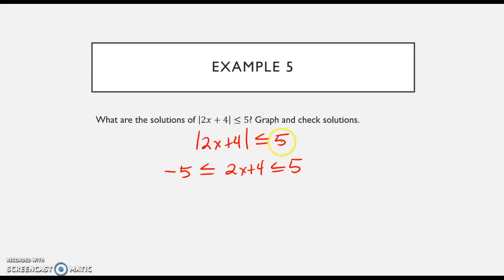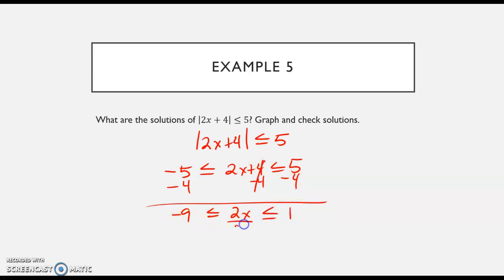From here, I am going to subtract 4. Remember, on our compound inequalities, if it's an and, we subtract it from all places. Negative 5 minus 4 is negative 9, less than or equal to 2x, because our 4's become 0, is less than or equal to 1. And then we're going to divide everything by 2. And so now we have negative 9 halves is less than or equal to x is less than or equal to 1/2.